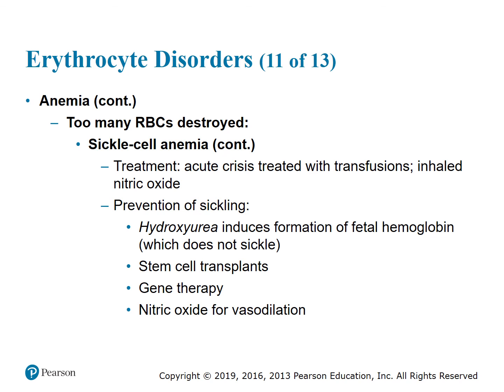Treatment: acute crisis is treated with transfusions or inhaled nitric oxide. For the prevention of sickling, hydroxyurea induces formation of fetal hemoglobin, which does not sickle. There are also stem cell transplants, and gene therapy, where they insert the correct gene into the bone marrow so that it produces the correct hemoglobin, and nitric oxide for vasodilation to prevent blood clots in small arteries.